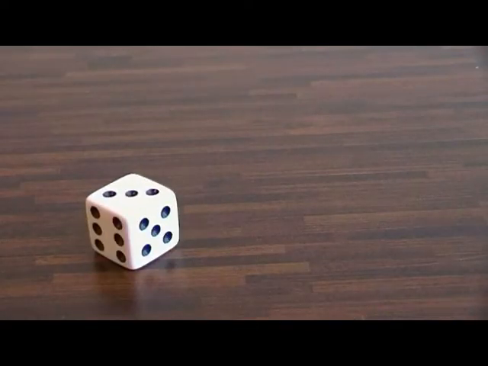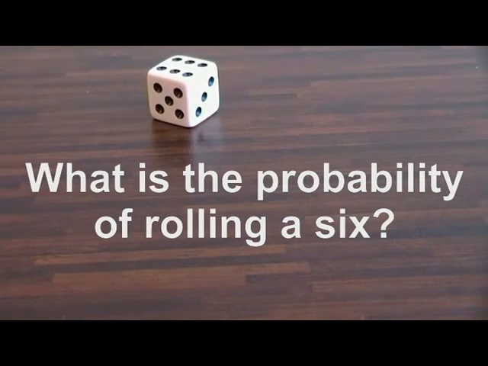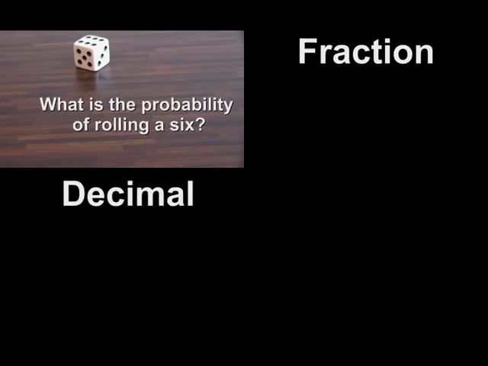Let's take the simple example of rolling a die. What is the probability of you rolling a 6? Pause for a moment if you want time to think. Now, probability can be written as a fraction, as a decimal, and as a percentage.